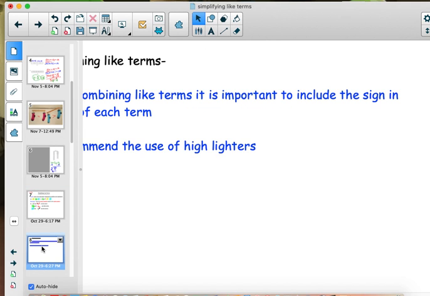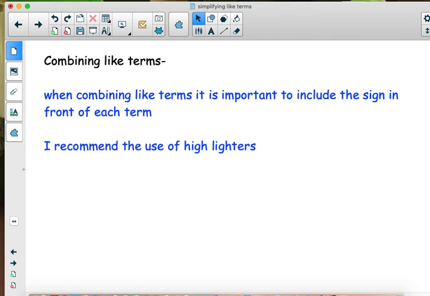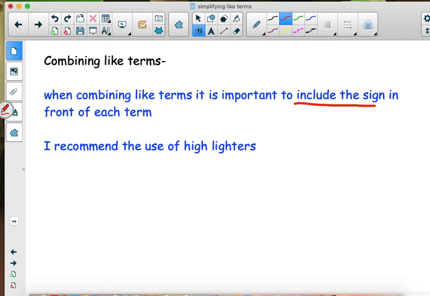You don't have to write this down. Combining like terms. When combining like terms, actually, write the first one. It's important to include the sign in front of each term. I recommend using highlighters. This is important. If you don't include the sign in front, mistakes are going to get made. You're going to end up with a positive when maybe it should be negative.